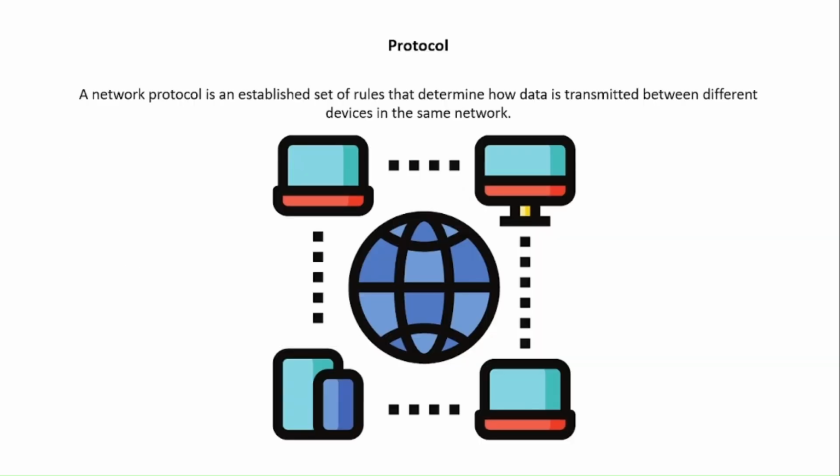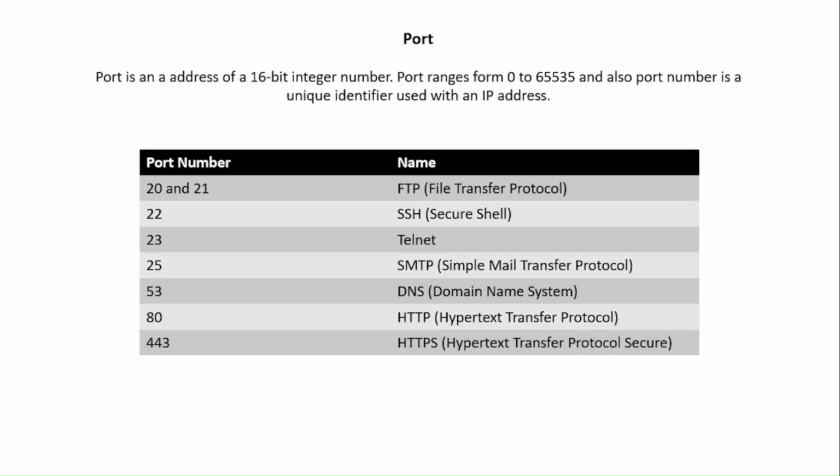Next is protocol. A network protocol is an established set of rules that determine how data is transmitted between different devices in the same network. In simple terms, protocol is a set of rules. Next is port. Port is an address of a 16-bit integer number. Port range from 0 to 65535, and also port number is a unique identifier used with an IP address.